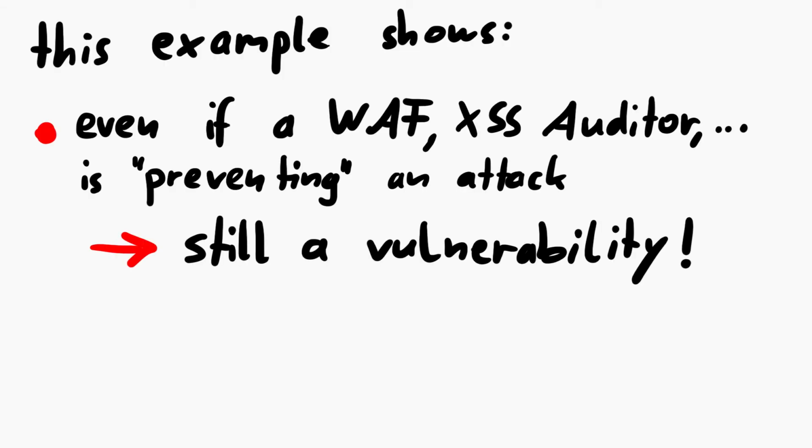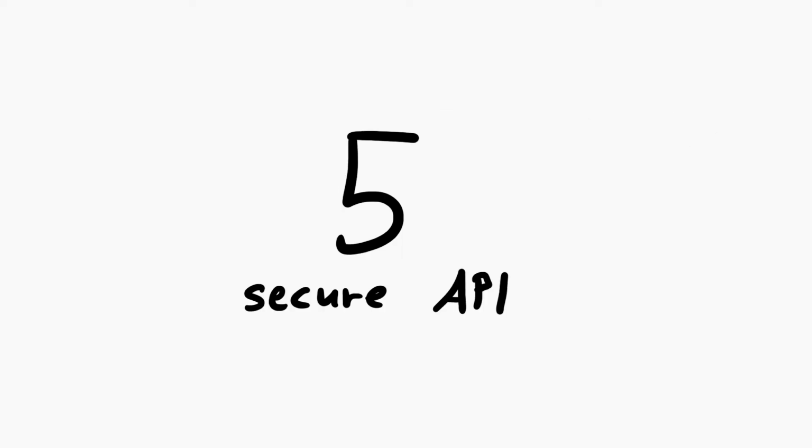So this XSS example shows that even if it might not be directly exploitable because something stopped you, it doesn't mean it's not a vulnerability. And I have actually even one more example that goes a step further. So here is example 5.